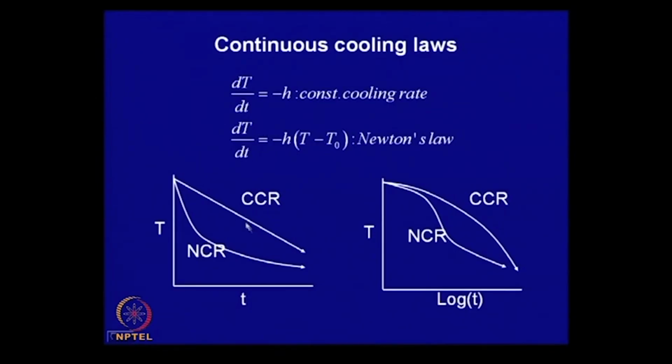To sum up, if you plot the temperature against time, then this is the constant cooling rate, and this is the Newton or natural cooling rate, that is, with the decreasing temperature the cooling rate goes on decreasing. But if you superimpose this on a temperature against log T plot, the shape of the curve may look like this.